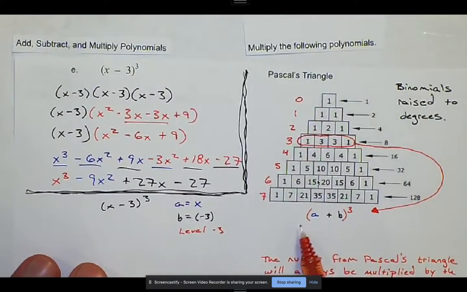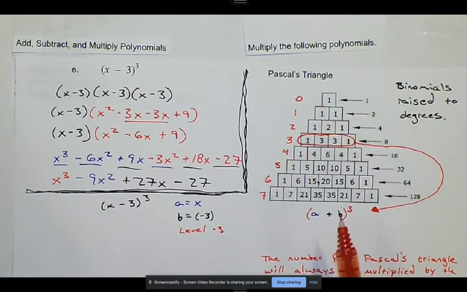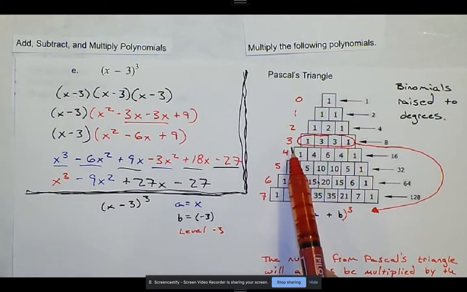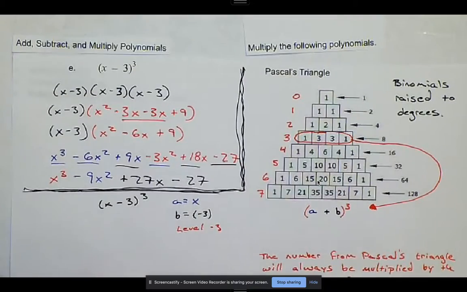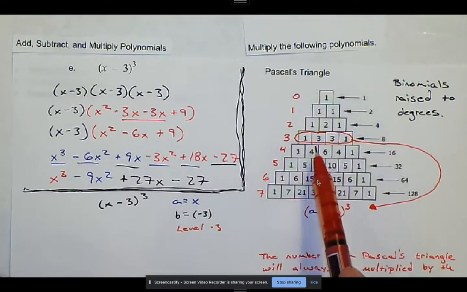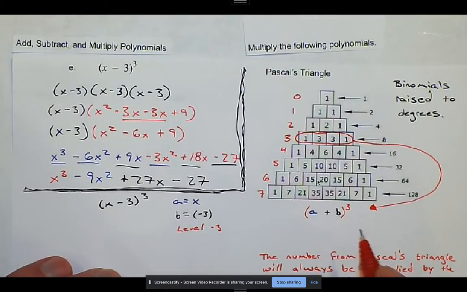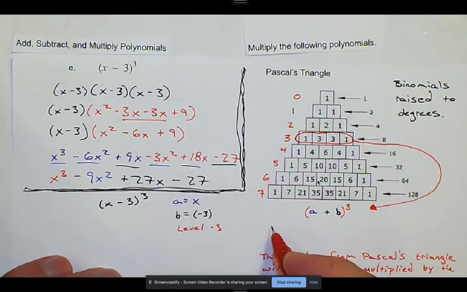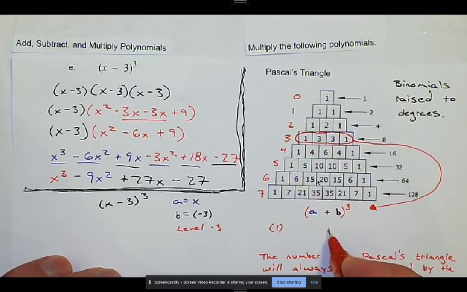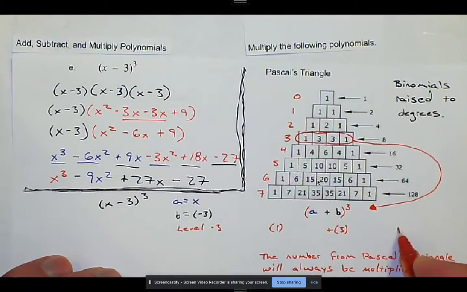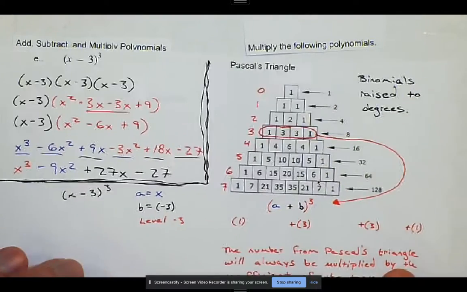This is just an example with variables here. We have a plus b raised to the third power, and we know that we're degree 3 on the exponent. So these are going to be multiplied by each coefficient that comes up from each one of those terms, and we know that there's going to be 4 terms. So we'll write down 1, plus 3, plus 3, plus 1. And those will always be multiplied in there.